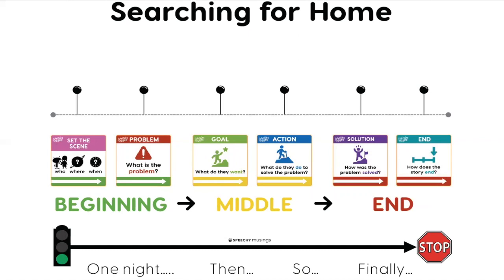Basically, in the very top line here, this is going to be our timeline of the story, which is blank for the students to jot down things as they want. And then we have it broken up right underneath as the beginning: who, where, when, what is the problem of the characters; the middle: what do they want, what are they going to do to solve this problem; and then our end: how is the problem solved, and how does the story end or wrap up.